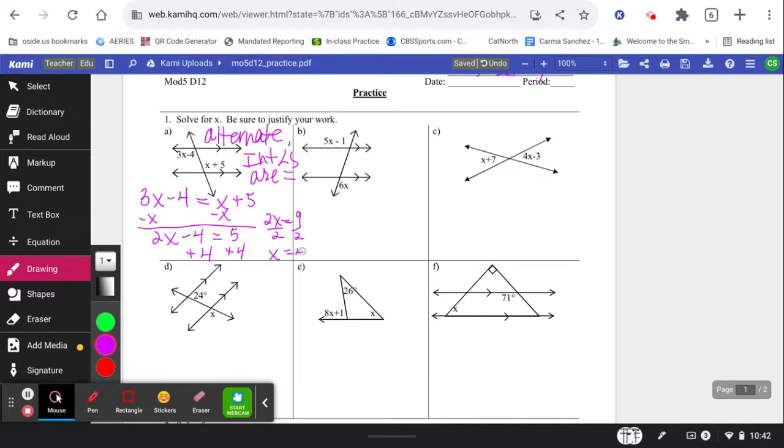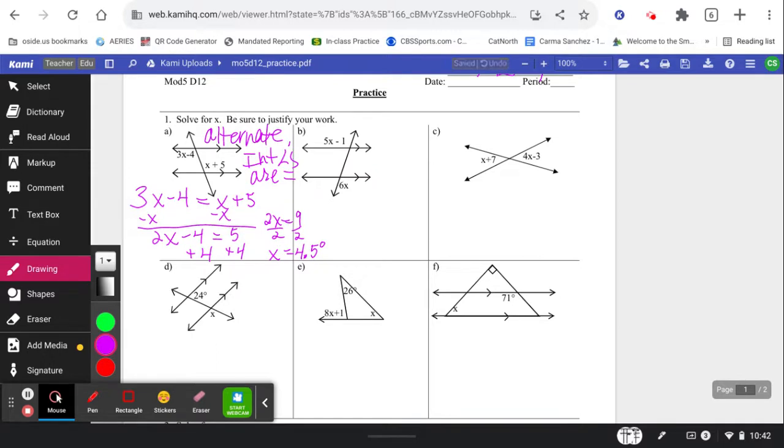Divide by 2, and we get that x equals 4.5 degrees. Remember that our units here are degrees. So minusing the x, did that make sense to you? Adding the 4, did that make sense to you? And yes, we can sometimes get a decimal on these. They don't come out to nice whole numbers. Just be prepared.